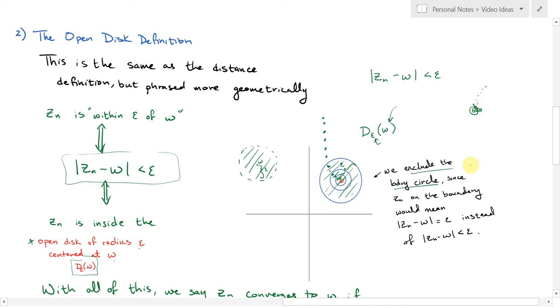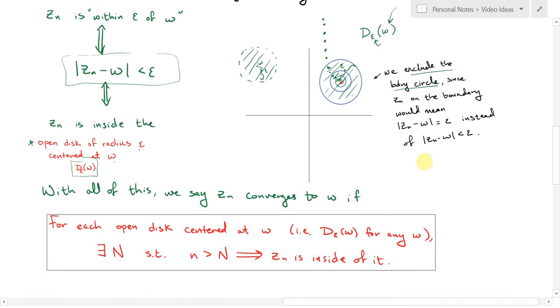Okay, so with all of this, I can give you the definition. We say that Z sub n converges to W if, for each open disk centered at W, no matter how small, i.e., for each D sub epsilon of W, for any epsilon, no matter how small, as long as it's greater than zero.